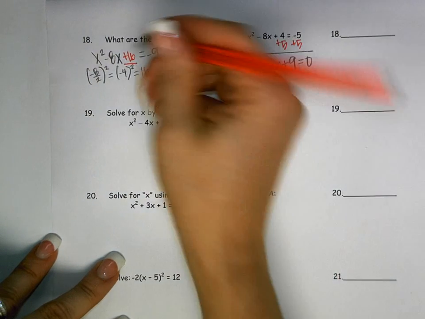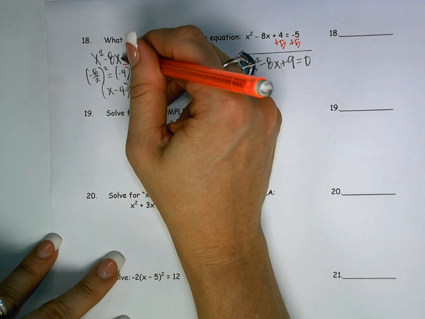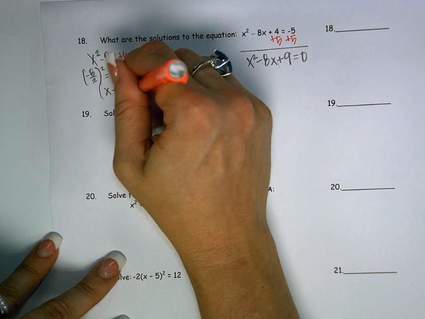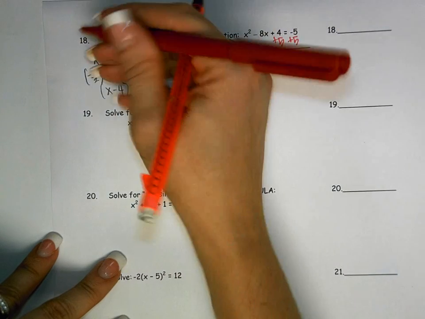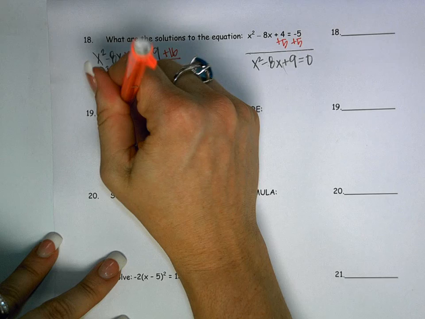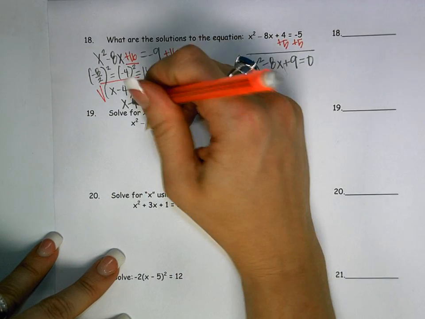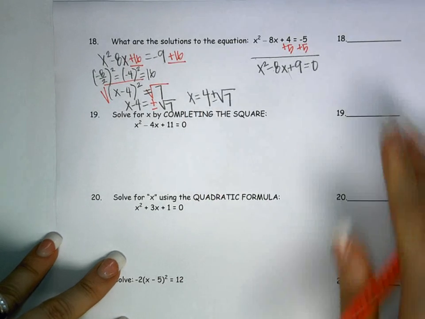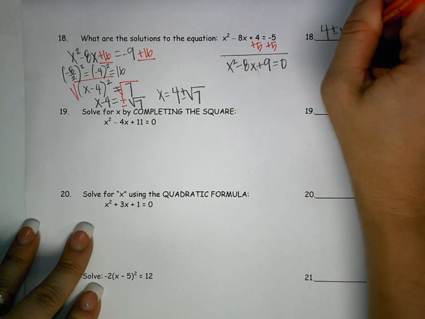If you add 16 to both sides, this is x minus 4 squared. And look, you could either factor this or it comes straight from there. Then it's equal to negative 9 plus 16, which gives you 7. Root both sides. Put in a plus or minus. x minus 4 equals plus or minus root 7. And then to get this by itself, x equals 4 plus or minus root 7. You can leave it all together: 4 plus or minus square root of 7.